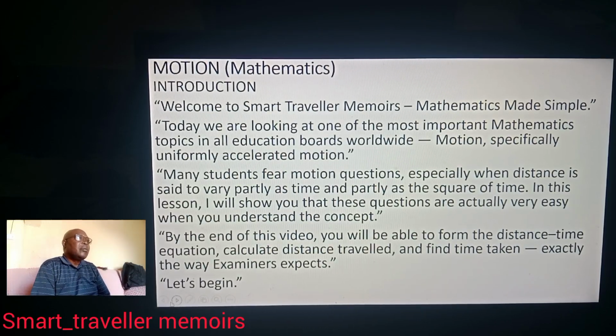Today, we continue with the lessons in mathematics. Our lesson today is on motion.